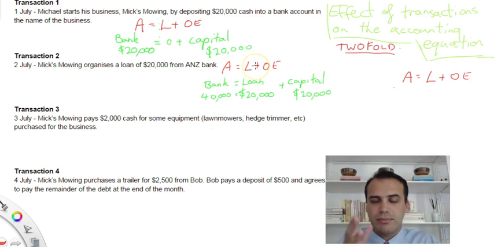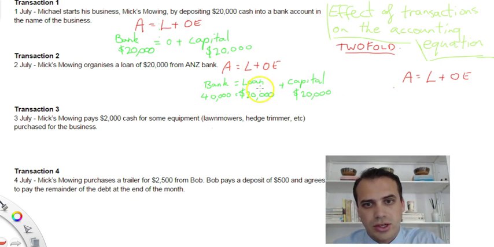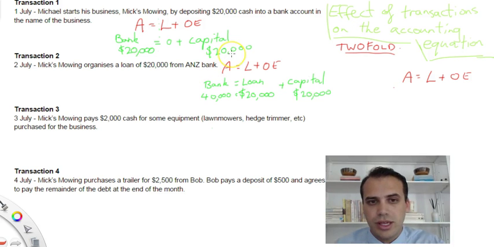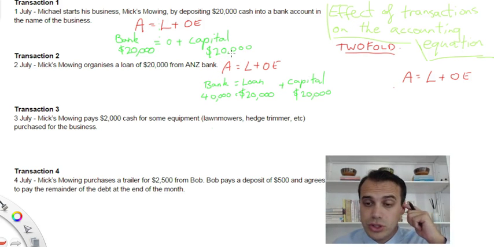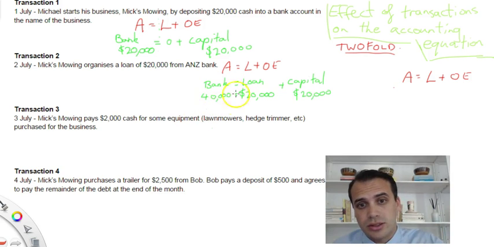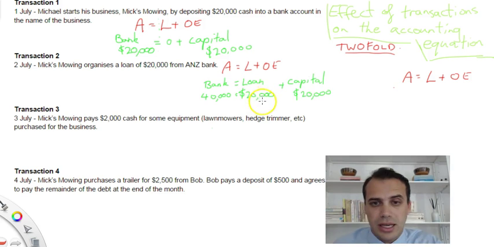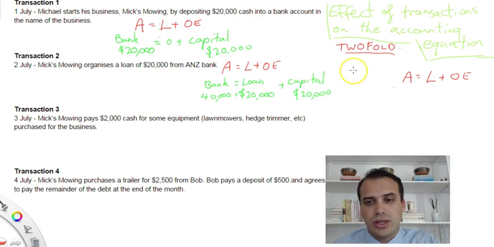Now you can see, just like a mathematical equation, the left-hand side, the right-hand side, 40,000 equals 20,000 plus 20,000. It's always going to be that way. It's always going to work out that way. So recapping, Mick's business has been open for 2 days. He's got $40,000 in the bank. He owes 20 grand to the bank as a loan, and he has also got $20,000 of capital invested in that business. Okay, this is where things really start making a bit of sense, I think. Let's take a look at transaction number 3.